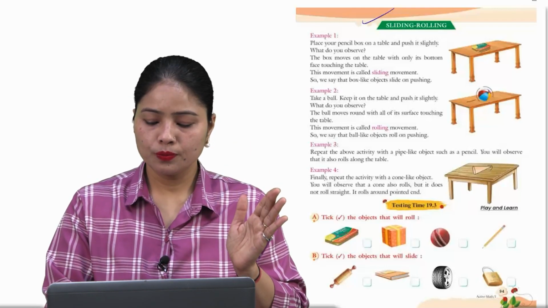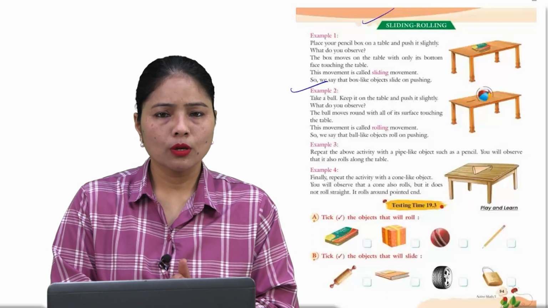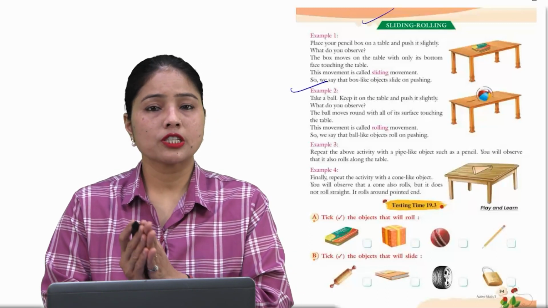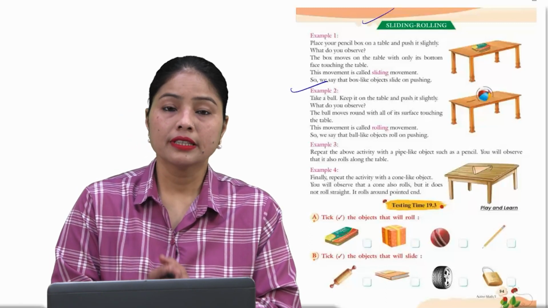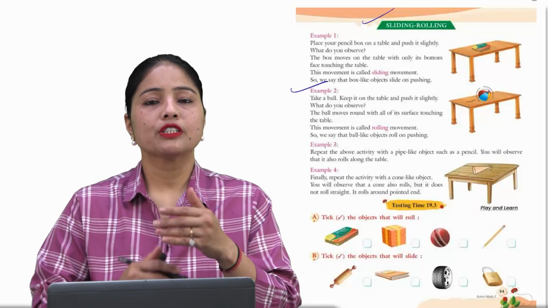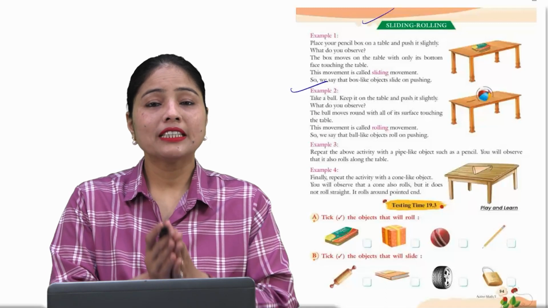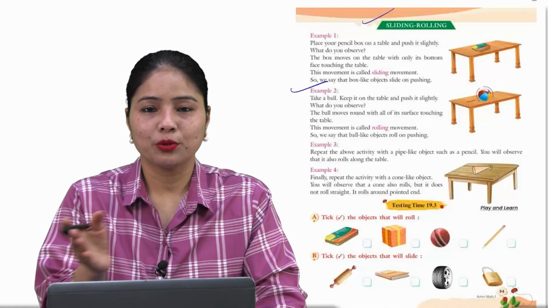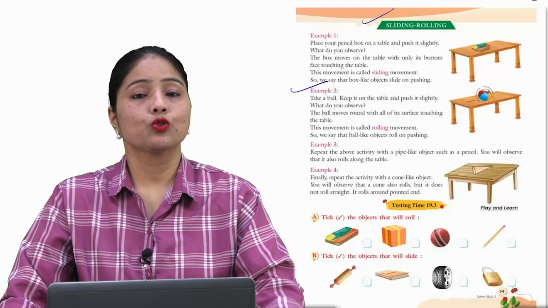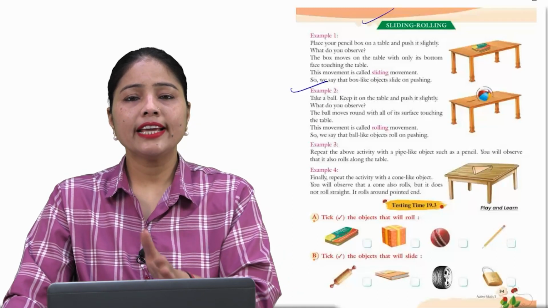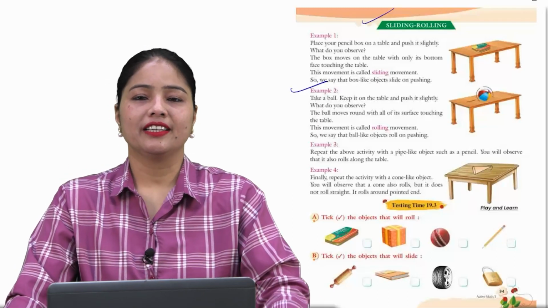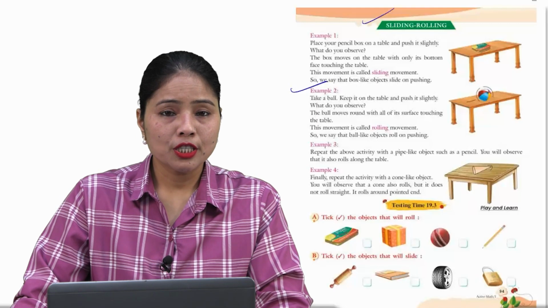Example number 2, take a ball, keep it on the table and push it slightly. What do you observe? The ball moves round with all of its surfaces touching the table. This movement is called rolling movement. तो ये rolling movement कहलाता है हमारा. So we can say that ball-like objects roll on pushing. Okay? I hope you understood.